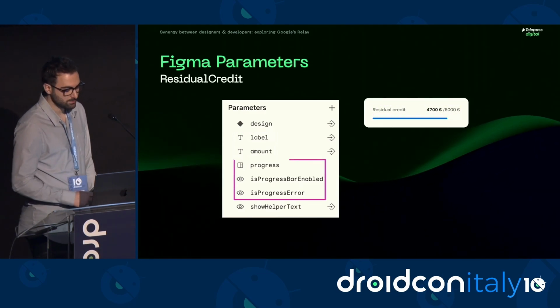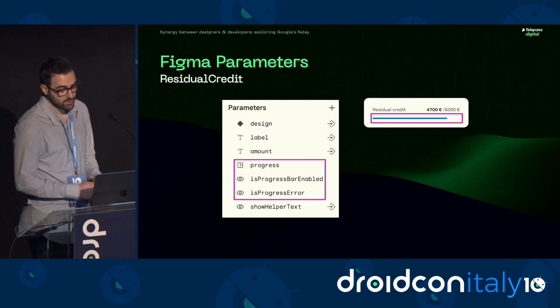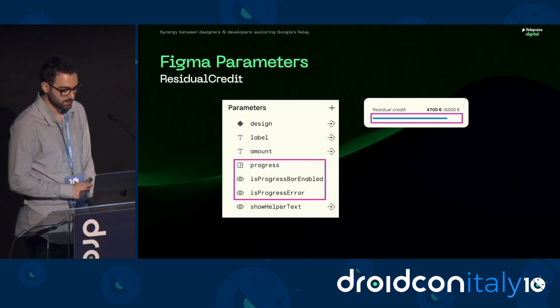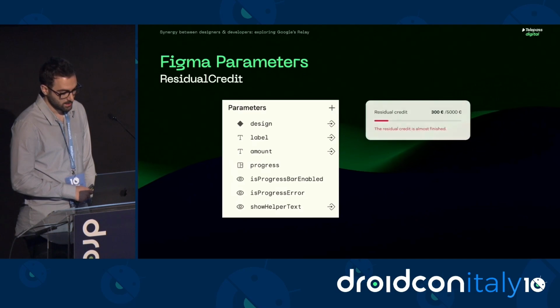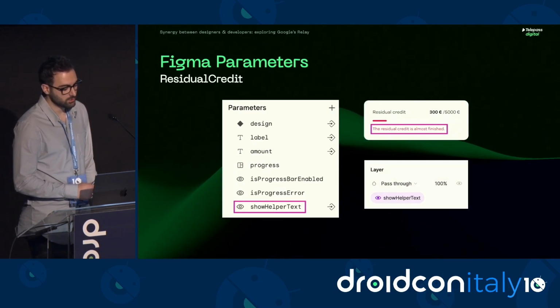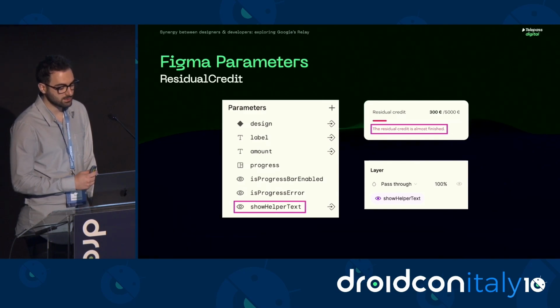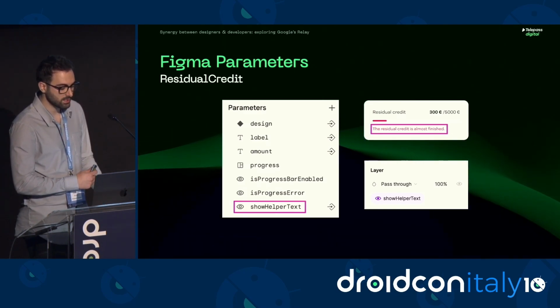Is progress bar enabled and is progress error: essentially, we need them to correctly draw the coloring and progression of our custom progress bar. SwapperText is a Boolean parameter created in the layer section of Figma. It allows us to show or hide the associated element, which in our case is the text located below the progress bar.